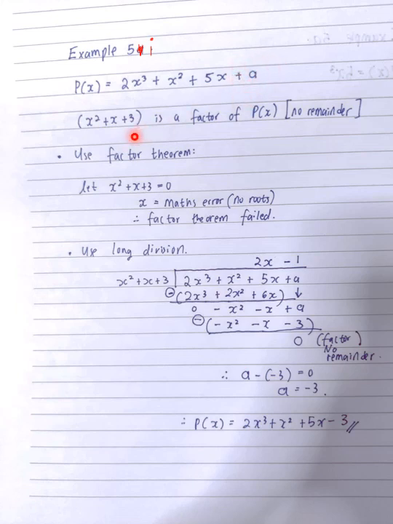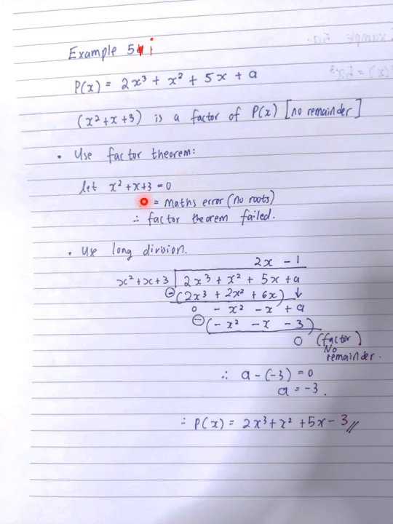And then they tell you that x squared plus x plus 3 is a factor of p(x). So what does it mean by this being a factor of p(x)? It means that if you divide p(x) with this divisor, you will get no remainder. So let's try and use the factor theorem. To use the factor theorem, we let the divisor x squared plus x plus 3 equal 0, and then you try to find x.